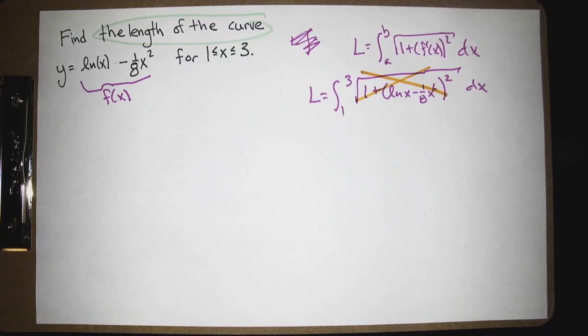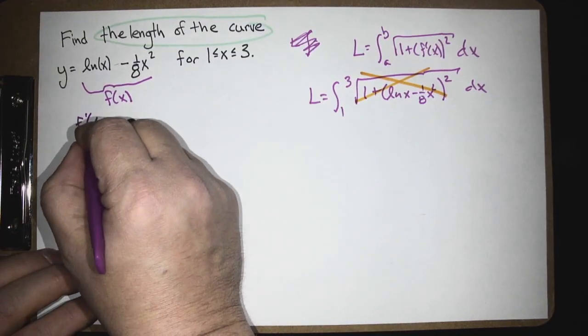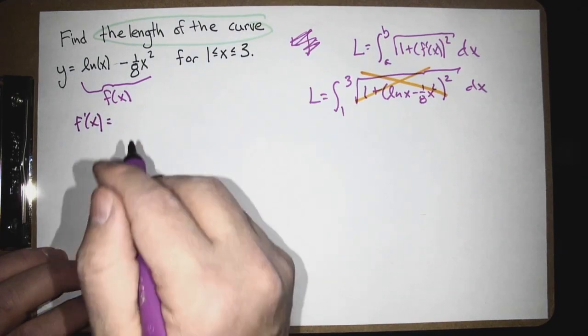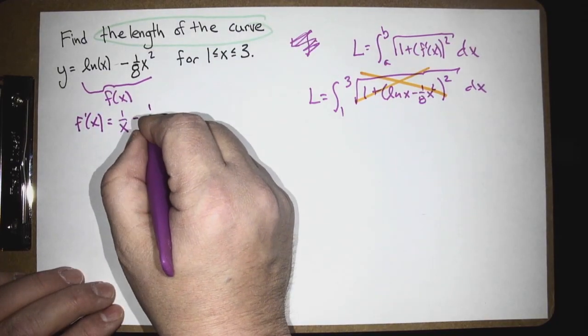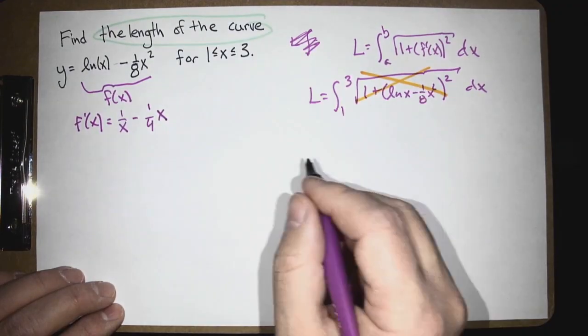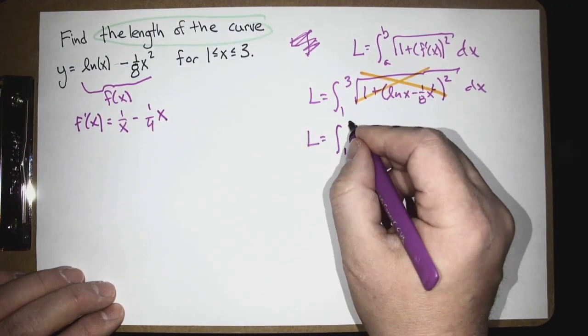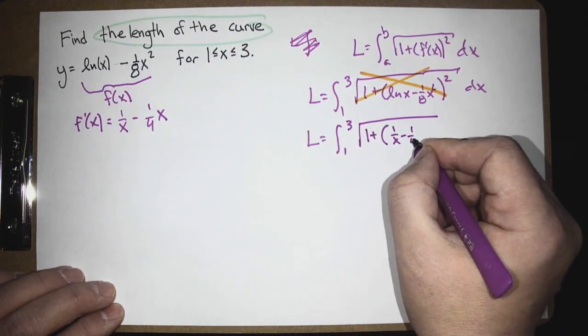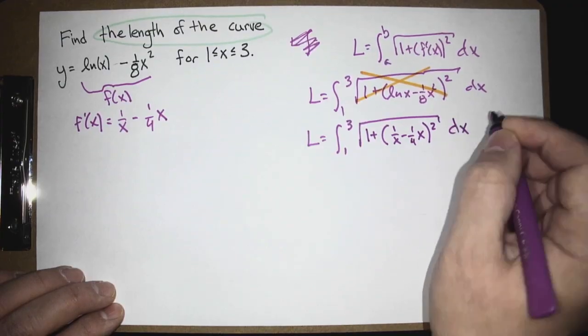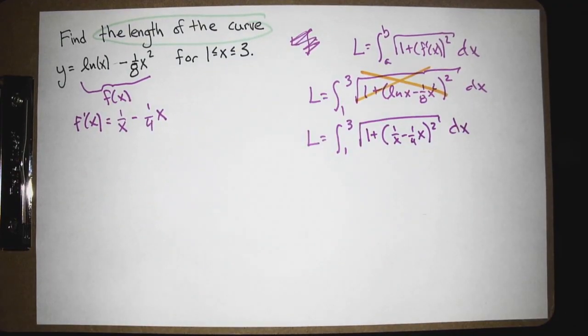Don't forget the derivative. Okay, so what is the derivative of natural log x? 1 over x. What's the derivative of minus 1/8 x squared? Minus 1/4 x. Okay, so we should have written down the square root of 1 plus 1 over x minus 1/4 x, squared. Now, is this correct? Yes. And now we're off to the races. Okay, we just have to work this out.